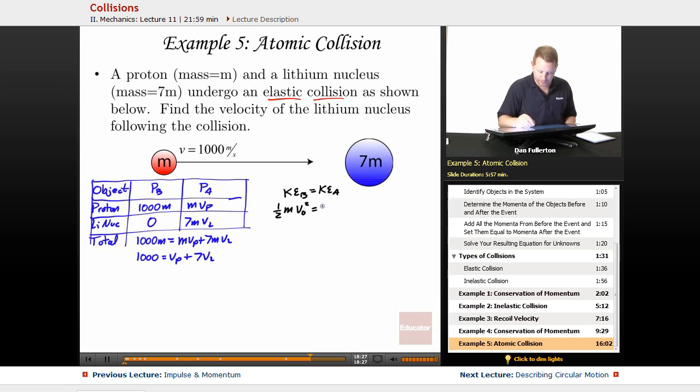Now both of these are in motion. So that's going to be 1/2 m times Vp squared plus 1/2 our 7m, our lithium nucleus, times its speed squared. And once again, I can make a nice simplification and divide out 1/2 m out of all of those to say that V0 squared equals Vp squared plus 7 VL squared. Two equations, two unknowns, because really we know this V0 is 1000, so V0 squared is 10 to the 6th. So 10 to the 6th equals Vp squared plus 7 VL squared.